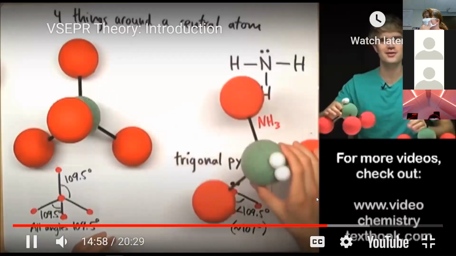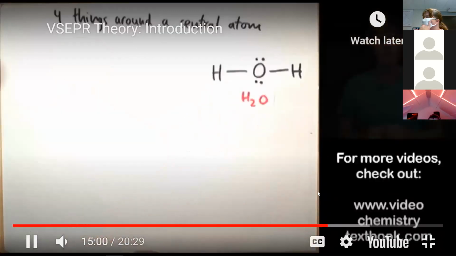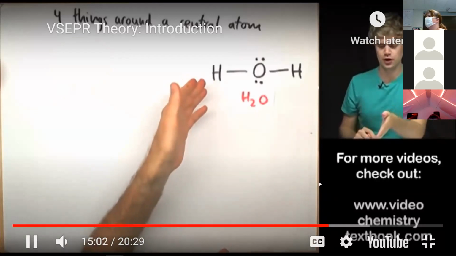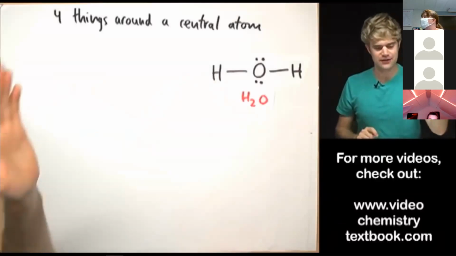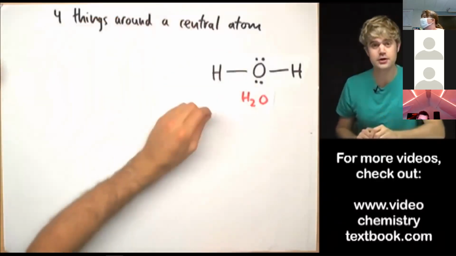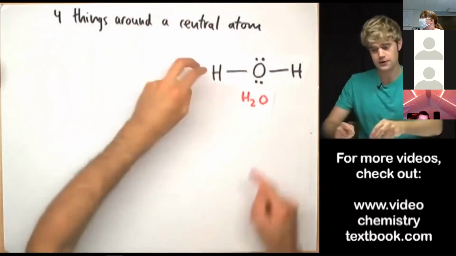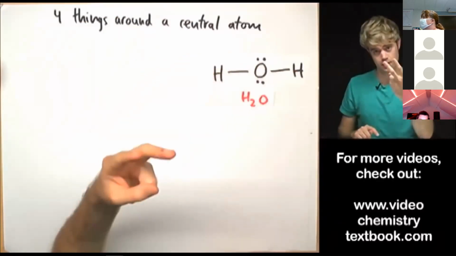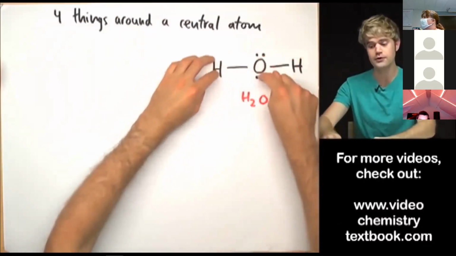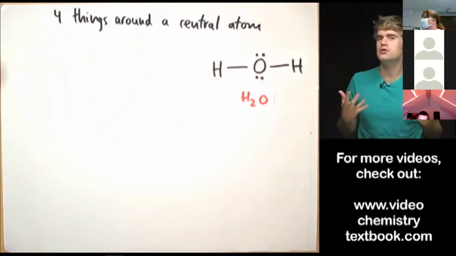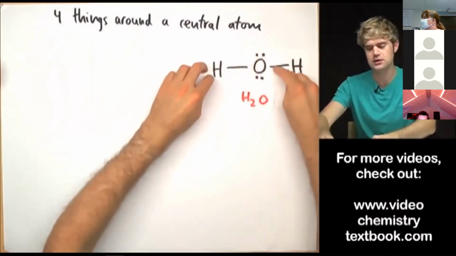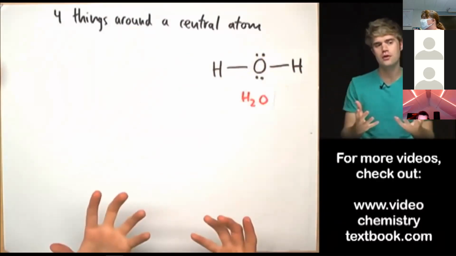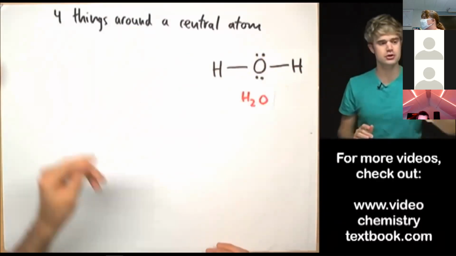And then we're done with the VSEPR video. Here's the last molecule we're going to look at, water, H2O. This thing has 4 things around a central atom. 2 of them are bonds, 1, 2, and 2 of them are lone electron pairs, 1, 2. So what's its 3D shape going to look like? How can we arrange these 4 things as far away from each other as possible in 3 dimensions?